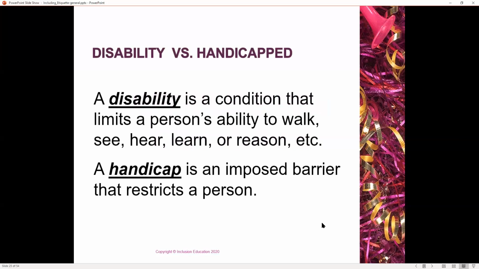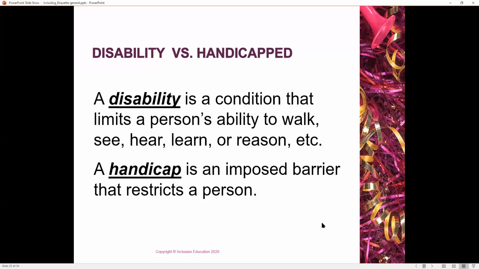So first we're going to talk about the word disability versus the word handicap. A disability is a condition that limits a person's ability to walk, see, hear, learn, reason, whatever. But a handicap is an imposed barrier that restricts a person. We just talked about barriers. So if you think about those barriers, if those are things outside of the person's control, outside of a disabled person's, see, I was wrong right there. See that? I said the wrong word.